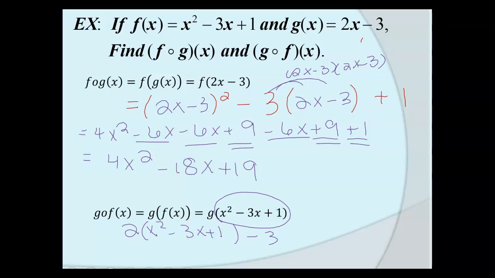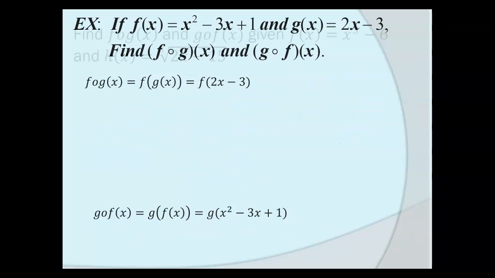So we're going to distribute and combine like terms. So you get 2x squared minus 6x minus 1. So do you see how f of g of x and g of f of x are not the same final answer? They usually are not. Okay, next example.